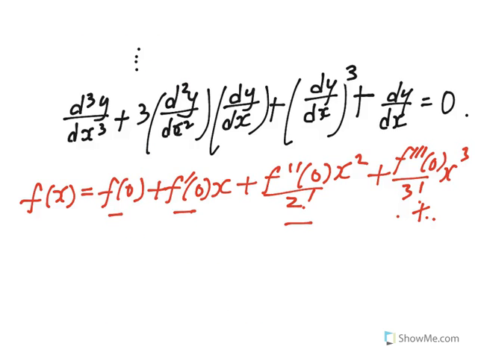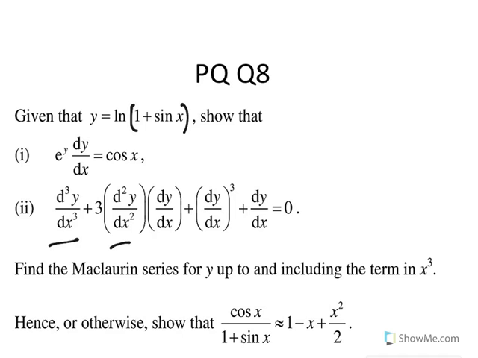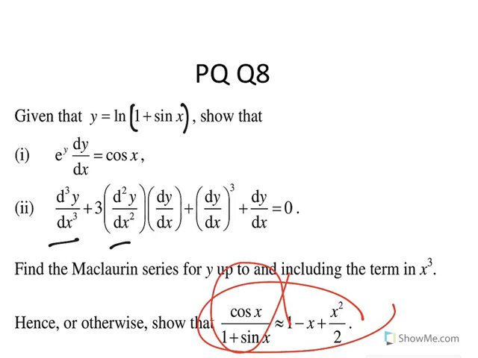Okay, what's the last question? The last question is that we need to show that cosine x over 1 plus sin x gives us 1 minus x plus x squared over 2. How do we do that? So what does it look like? Can you see that this is nothing but the derivative of this? It looks like the derivative of this, right? So this is cos x over 1 plus sin x.